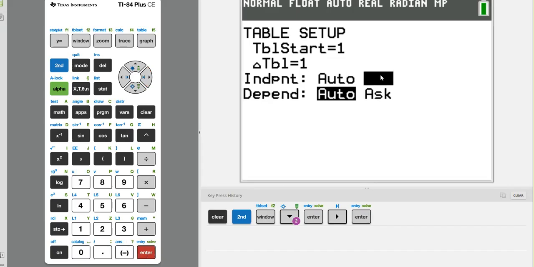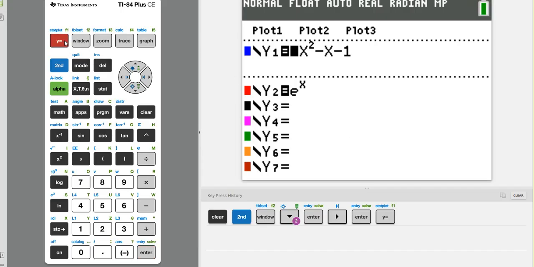But that's all that matters. This table start and delta table don't matter. These two are what I want here. Leave these settings here for the rest of your natural life, okay? And you'll be good. Now, let's put in our equation into the equation editor. Hit the y equals key.